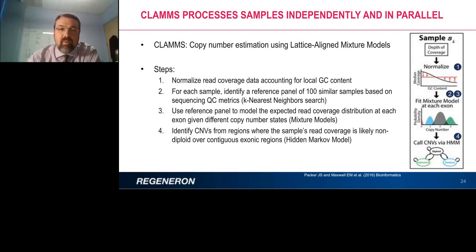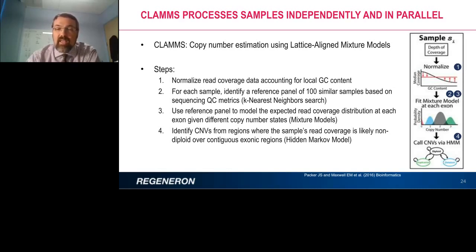The reason that's important is the way our algorithm works: the single most important driver of variability in coverage is GC content. So the first step is you just do a normalized read coverage accounting for the local GC content. But the next step is after you've done that GC normalization, you need to do a further normalization. And the problem historically has been, how do you know what samples to include in that normalization?